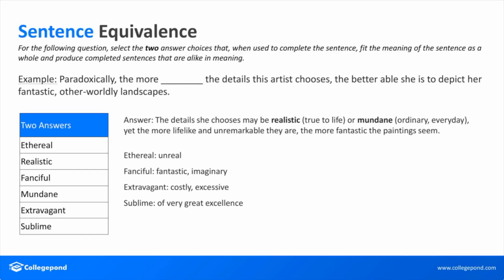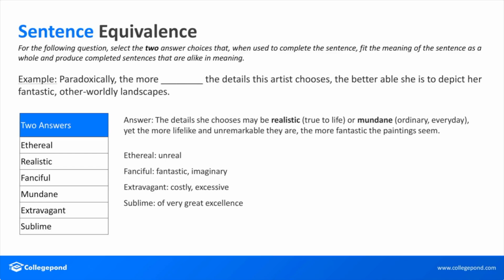Let's first do this. Okay, the more dash the details the artist chooses, the better she is able to depict something. Third over here is paradoxically, right? Paradox means a self-contradictory statement. So the 2 statements are self-contradictory. So they are saying that she's able to depict fantastic and otherworldly landscapes. So basically she's able to depict something that's in another world, which is unreal or imaginary or fantastic. So she's able to depict it by choosing dash details.